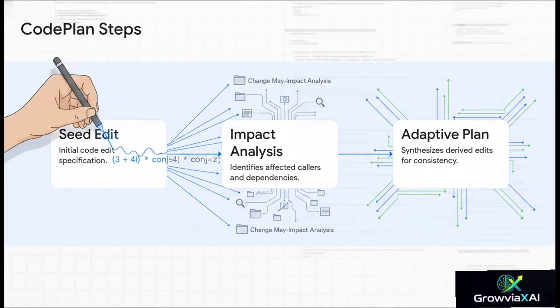Let's walk through an example. Imagine you have a complex numbers library and you change one single API. Okay, that's your step 1, the seed edit. Now, because of that one change, CodePlan immediately triggers step 2, change may impact analysis. It automatically traces every single file, every call or function in your entire codebase that relies on that library. Then, in step 3, adaptive planning, it synthesizes derived edits for all those other files. It fixes the ripple effects automatically so your build doesn't break. It's not just writing code anymore, it's managing the consequences of that code.